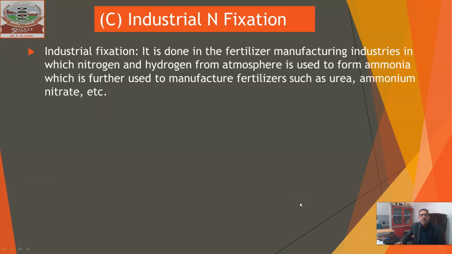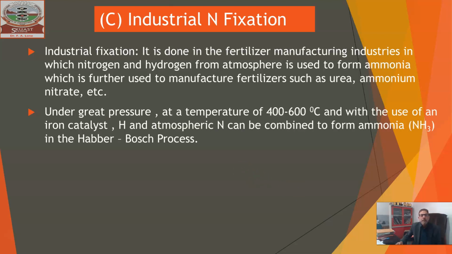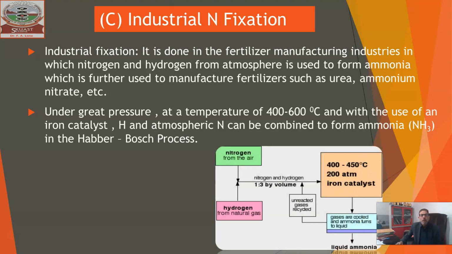Industrial nitrogen fixation is done in the fertilizer manufacturing industries, in which nitrogen and hydrogen from the atmosphere are used to form ammonia, which is then further used to manufacture fertilizers such as urea, ammonium nitrates, etc. Under great pressure, at a temperature of about 400 to 600 degrees centigrade, and with the use of an iron catalyst, hydrogen and atmospheric nitrogen can be combined to form ammonia in the Haber-Bosch process. So this is all about industrial nitrogen fixation.